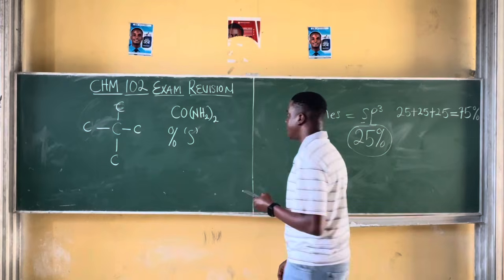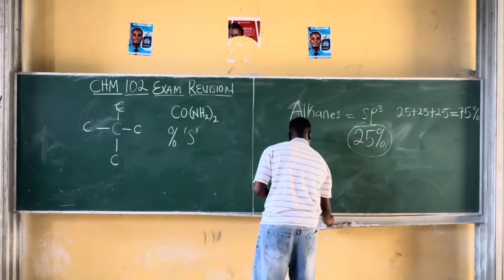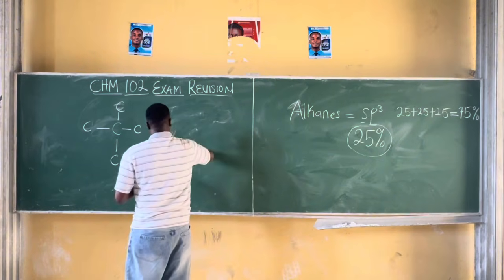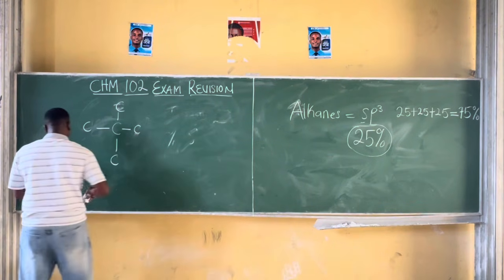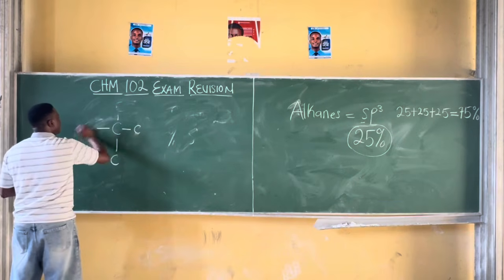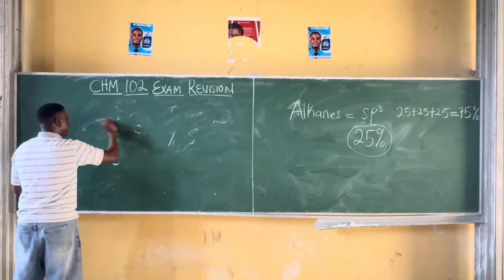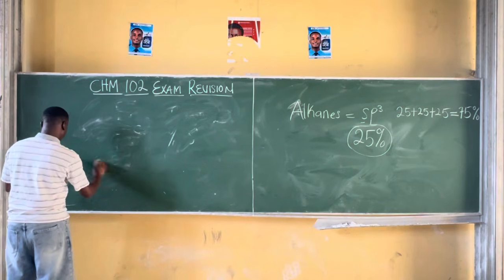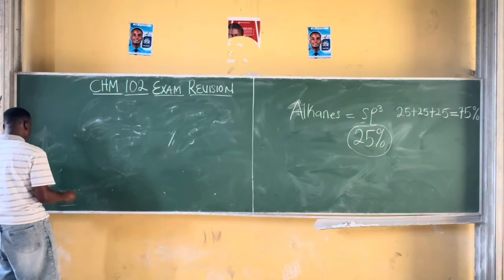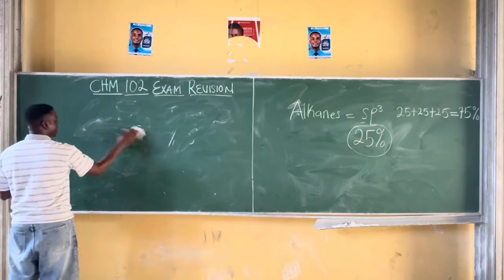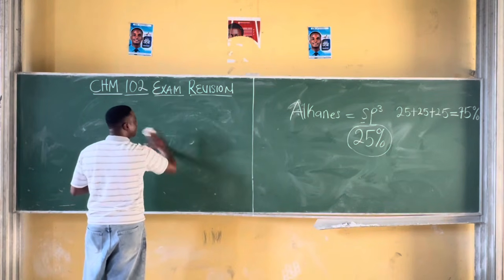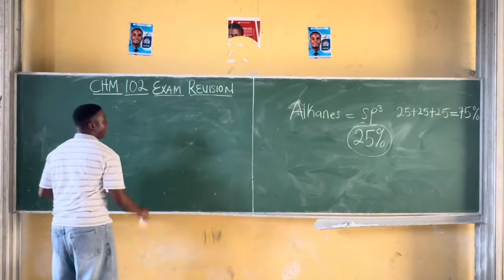All right. So the next is question number 1B. In question number 1B, they said give the IUPAC names or structure of the following compounds. And each of them carries 2 marks.